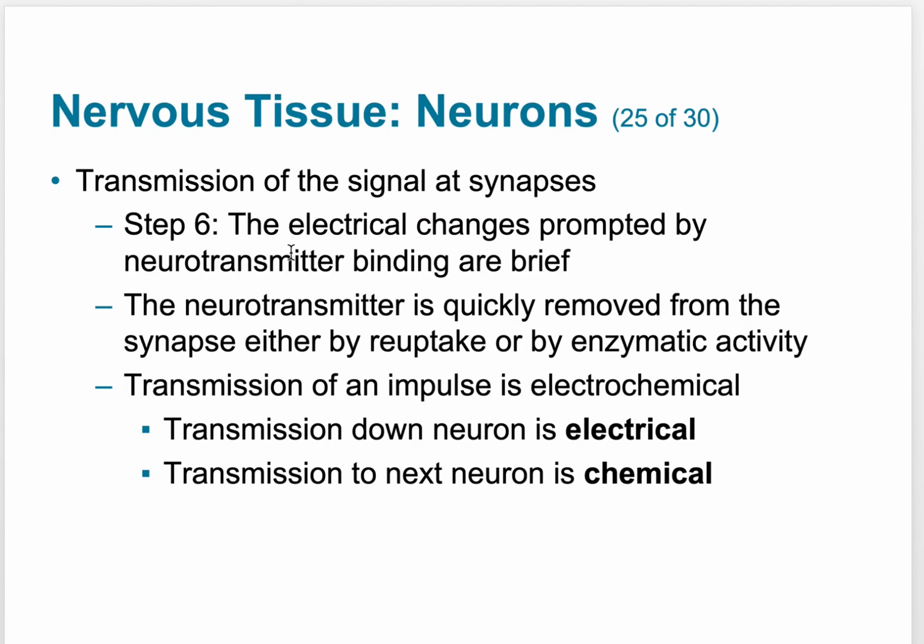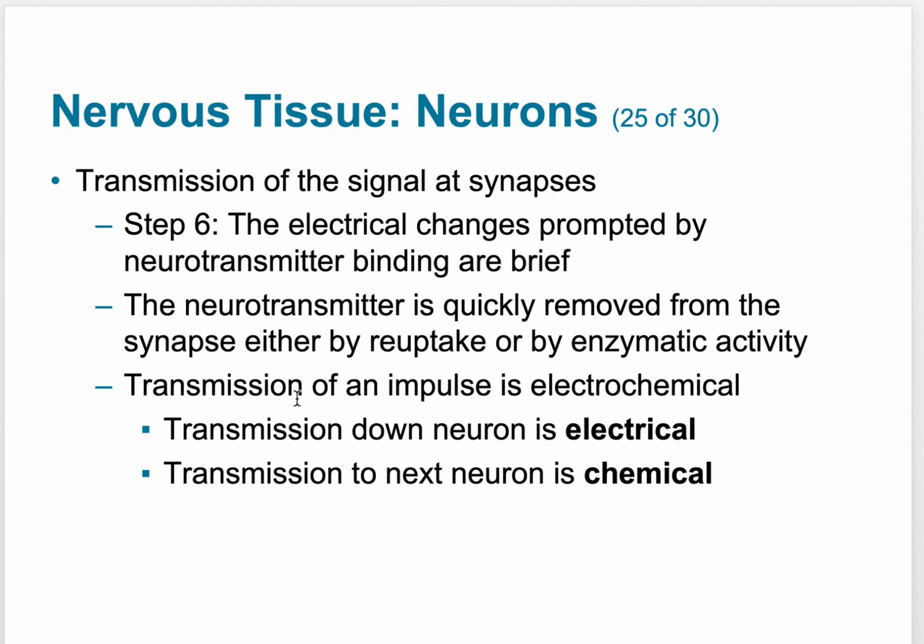So the electrical changes prompted by the neurotransmitter binding are brief. The neurotransmitter is quickly removed from the synapse either by uptake or by enzymatic action. And if you remember, there is an enzyme that breaks down acetylcholine. It's called acetylcholinesterase, and that will break down acetylcholine so that it stops this process from happening.